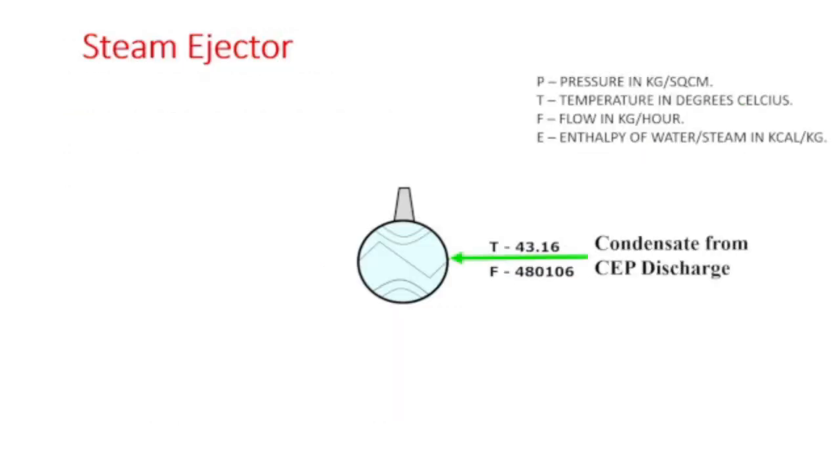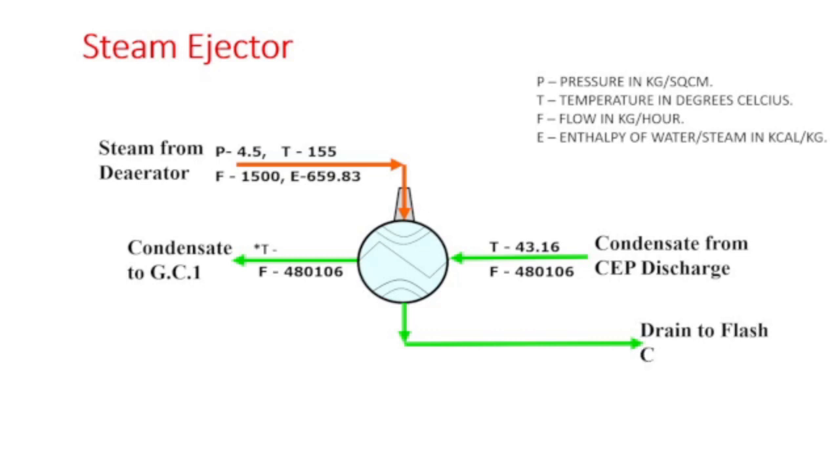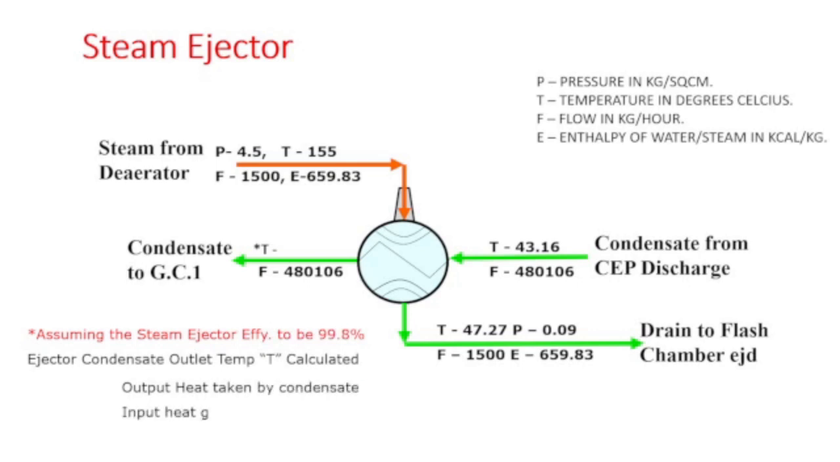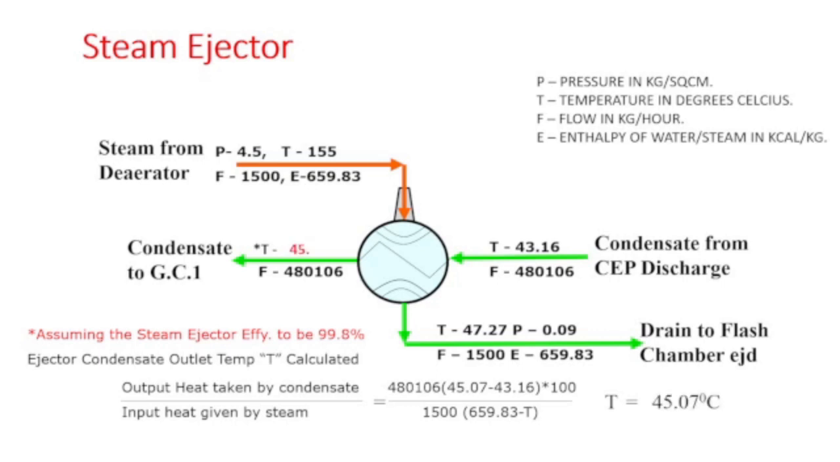The first equipment that comes in the regenerative heating system is the steam ejector. The steam ejector gets the condensate from the CEP, the condensate extraction discharge pumps, and this condensate passes through the steam ejector cooler. The steam ejector gets steam from the deaerator, which is used for making vacuum in the condenser. Now this steam is condensed and goes to the flash chamber drain on the condenser. The respective parameters are shown here.